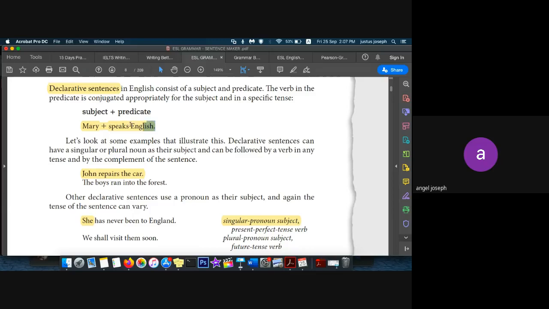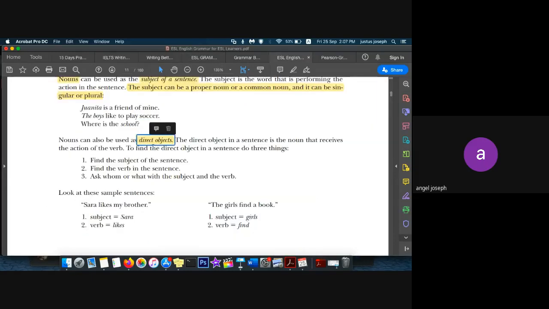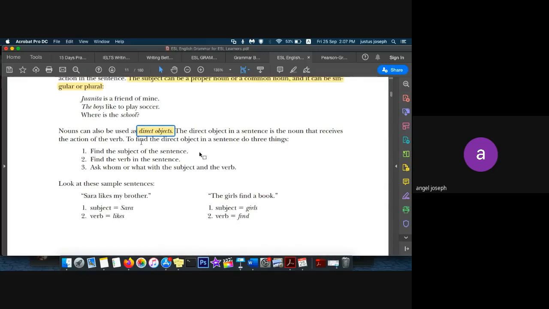Many a times, sentences might not just have one object, they might have many objects. So we classify them as direct object and indirect object. Now there is a very simple technique to find out the subject and the objects of a sentence. So this is the method to figure out what is the subject and what is an object of a sentence. Okay, so let's look at the sentence.